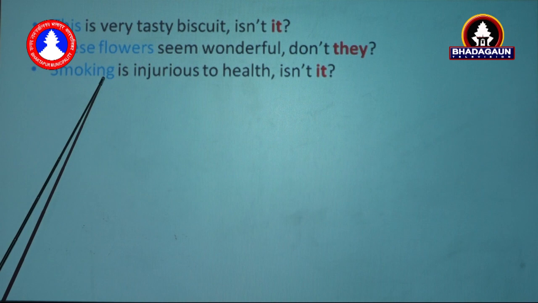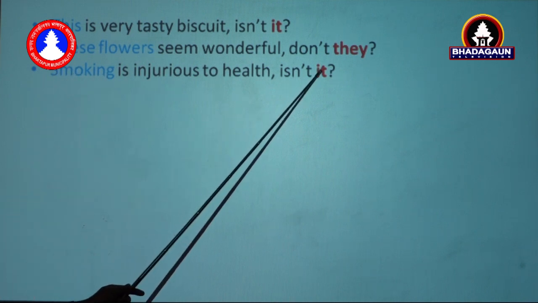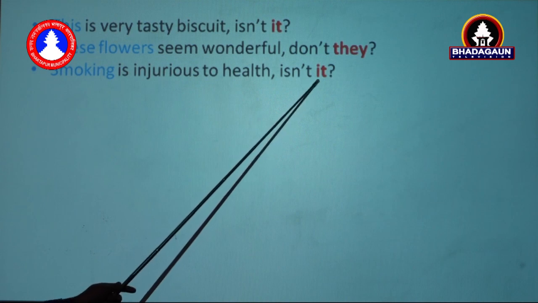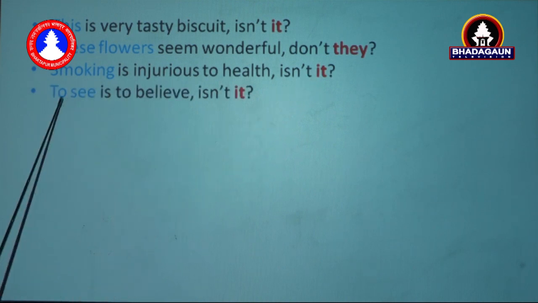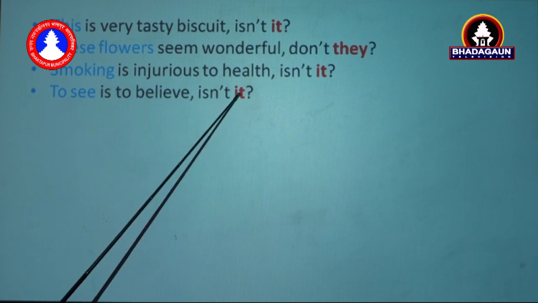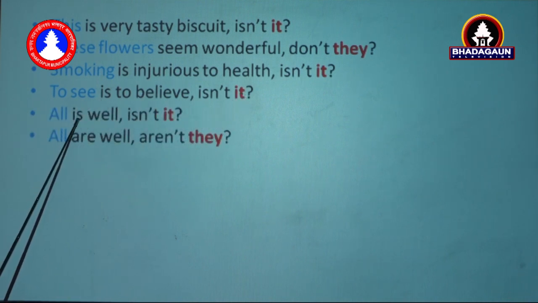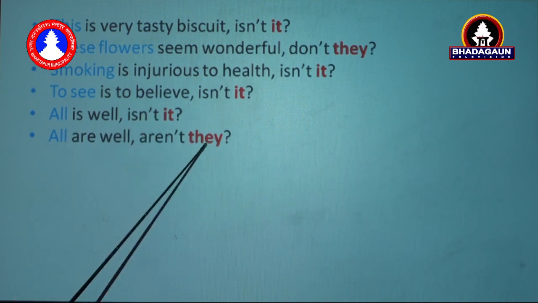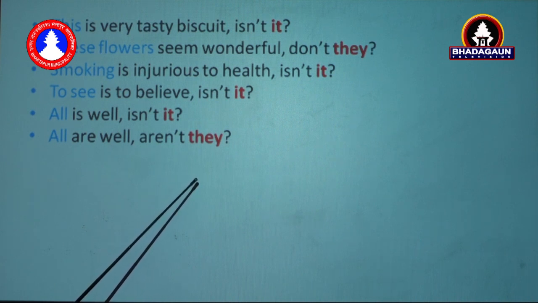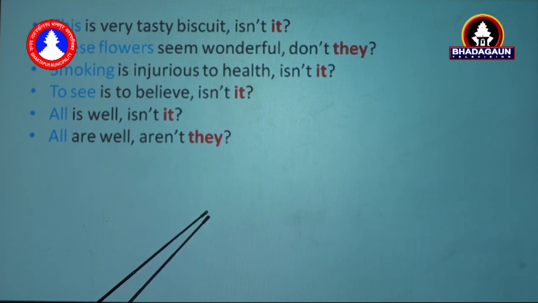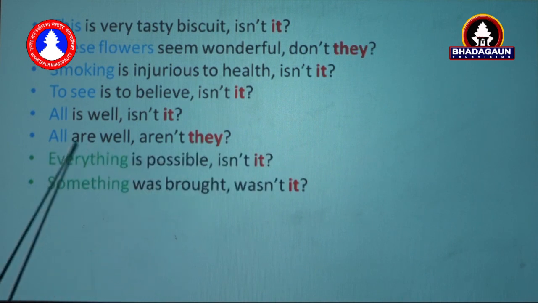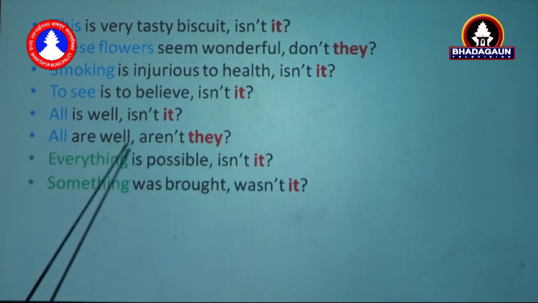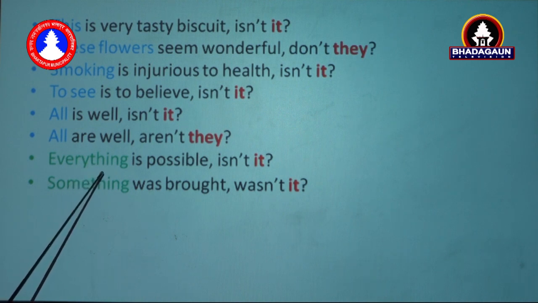Smoking, this is verb 4, gerund form. This is changed into it. Smoking, walking, reading, etc. will be changed into it. To see, to verb 1, that is also again changed into it. All is well, all plus singular, it. All plus are, plural subject, verb, they. So see the context. If the singular is there, that will be changed into it. If the context is plural, all changes into they. Everything, nothing, something, anything will be changed into it.